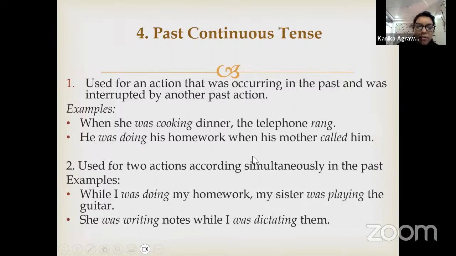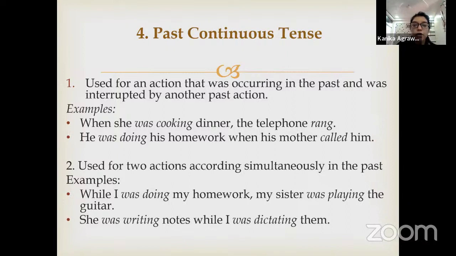Next, past continuous tense. It is used for an action that was occurring in the past and is interrupted by another past action. Let's say while she was cooking dinner, the telephone rang.